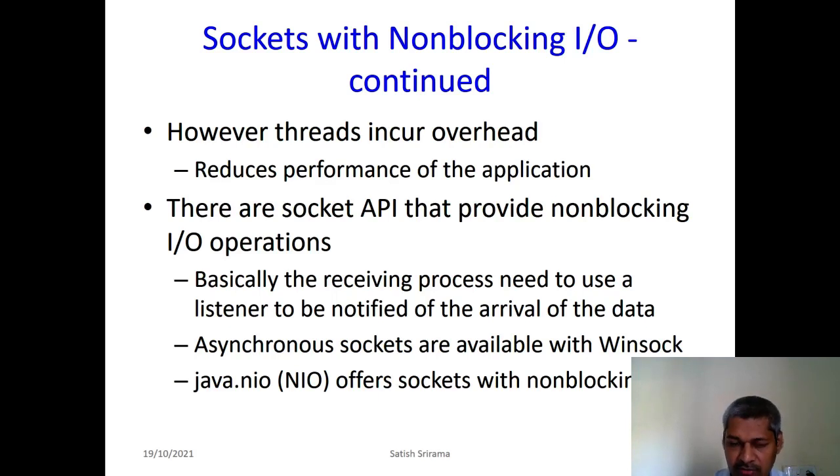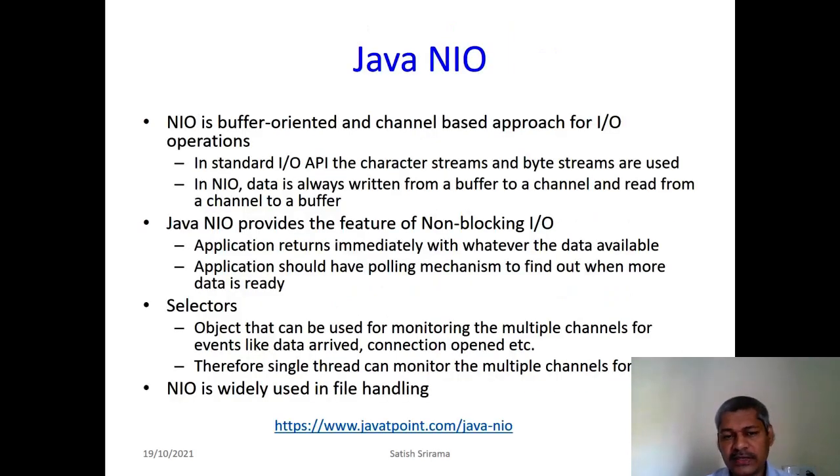We also saw this when we discussed synchronous send and asynchronous receive, where we saw three different types. Of course, asynchronous sockets are available with WinSock; the WinSock API supports that. Java also has java.nio, non-blocking IO, which offers sockets with non-blocking IO. So let us look at Java NIO a little bit in detail.